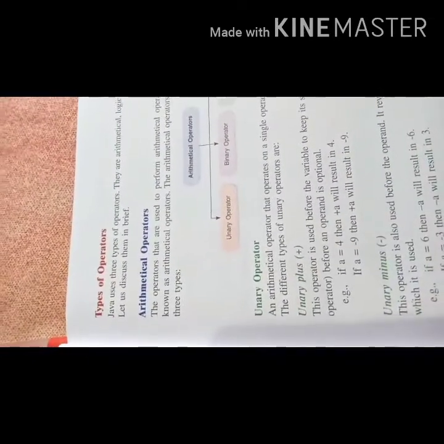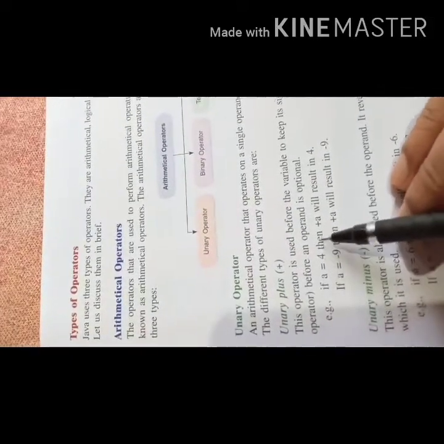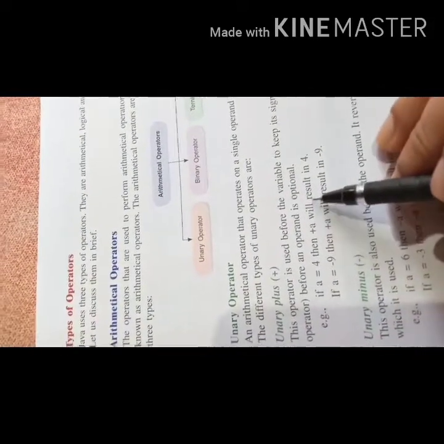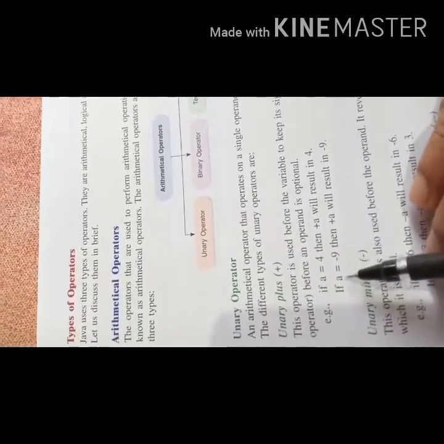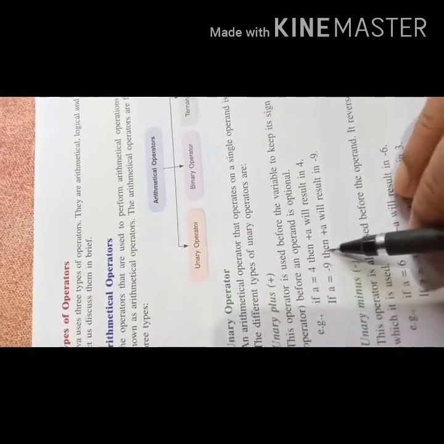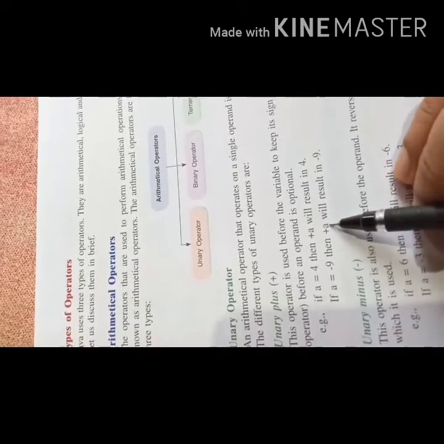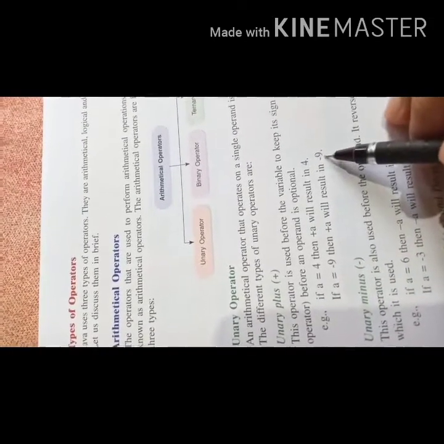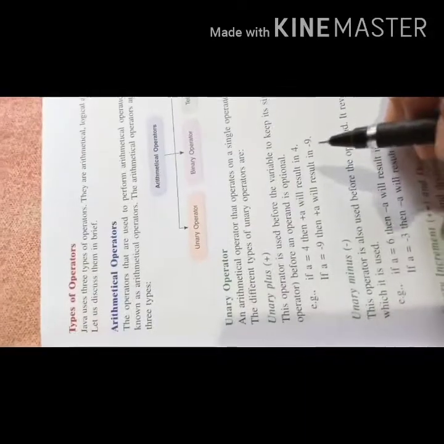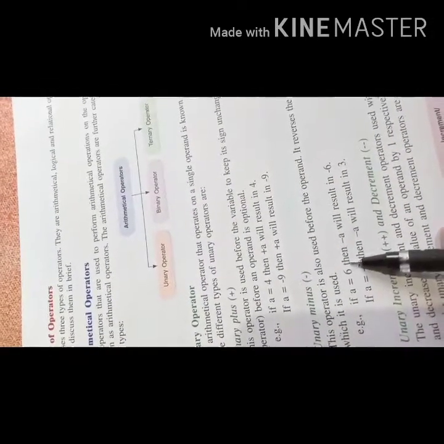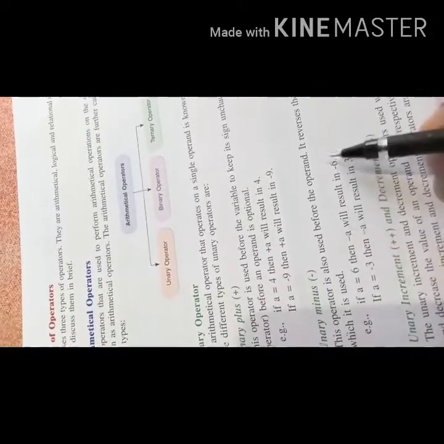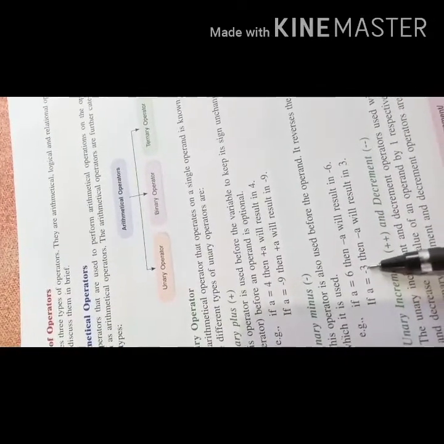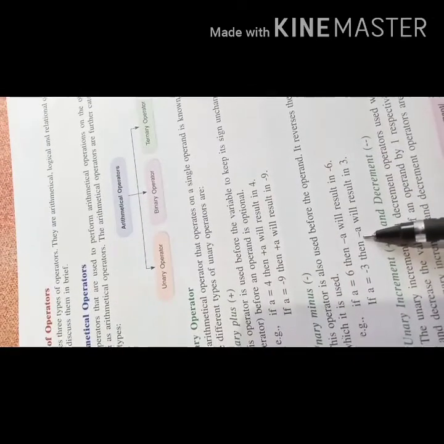Plus, for example, a equal to 4, then plus a will result in 4, and a equal to minus 9, then plus a equals minus 9. Okay, minus sign, minus is called the minus sign. Same as a equal to 6, minus a equals minus 6, a equal to minus 3, then minus a equals 3.